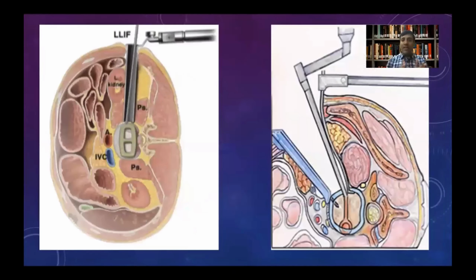Now, what is the primary difference between LLIF and OLIF? LLIF is a much more direct approach in which you go dead laterally, and a better decompression of the disc space can be achieved, so a larger cage can be used as far as LLIF and OLIF are concerned. But the problem is that you have to go through the psoas muscle, and as we shall see in subsequent slides, the psoas muscle actually houses the lumbar plexus. So there's always a chance of injury to the lumbar plexus, and to avoid that, you have to use intraoperative neuromonitoring. To circumvent that risk, OLIF was developed, in which you go anterior to the psoas muscle and take an oblique trajectory, and that is why this is known as OLIF.